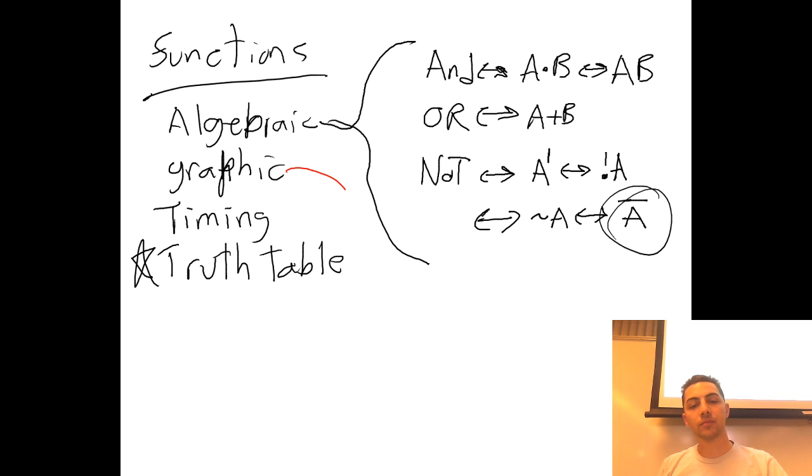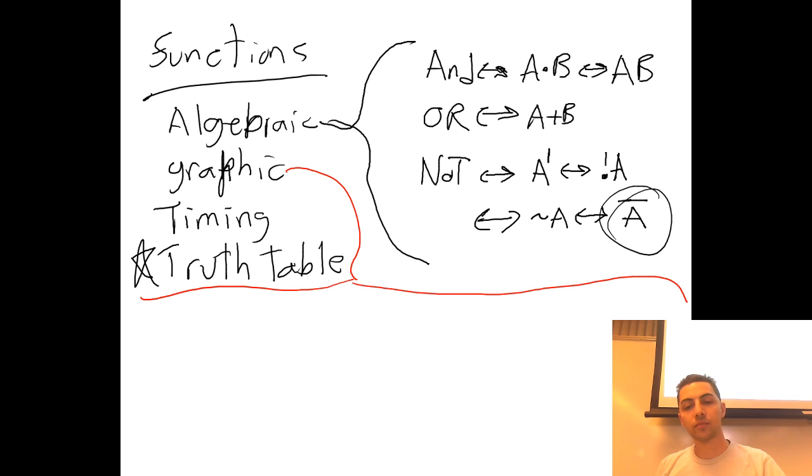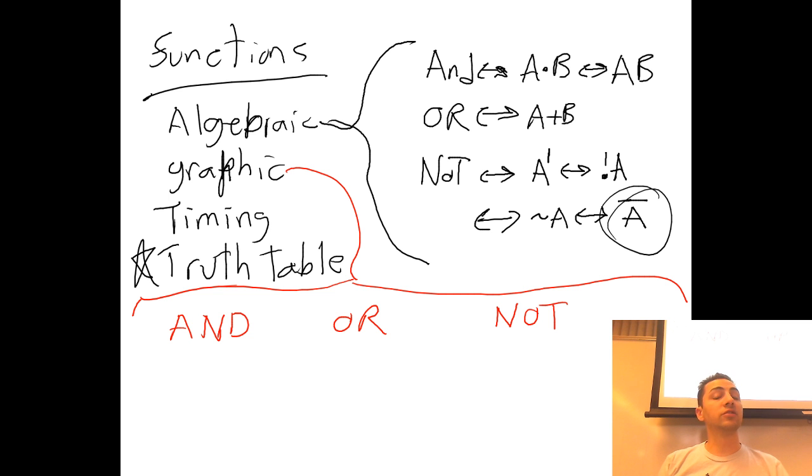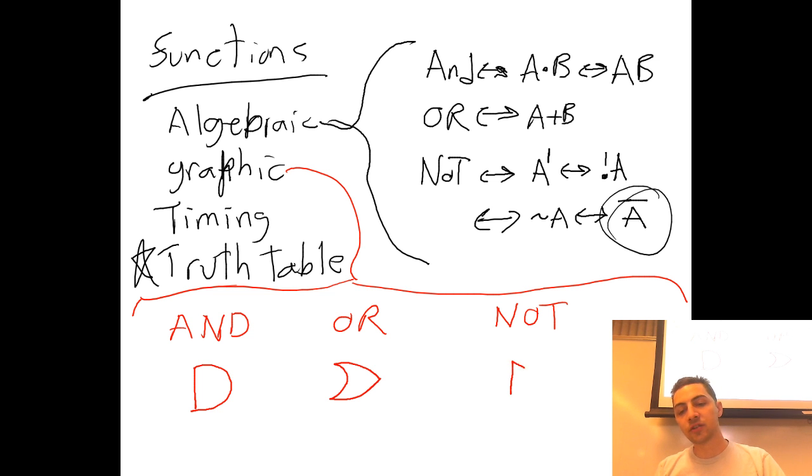Graphically, AND, OR, and NOT use some graphical symbols. AND is represented by a D. Okay, OR is represented by that sort of Starfleet insignia symbol, and NOT is a triangle with the circle on the end of it, or a party hat turned on its side.